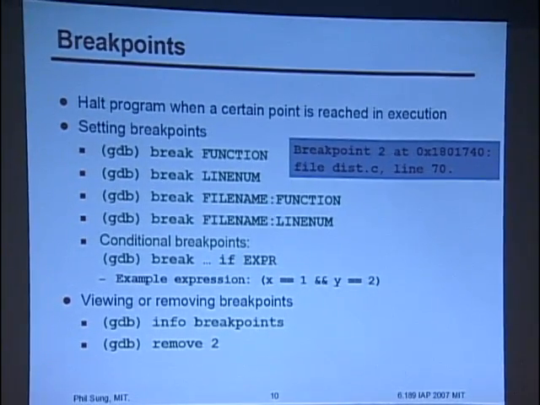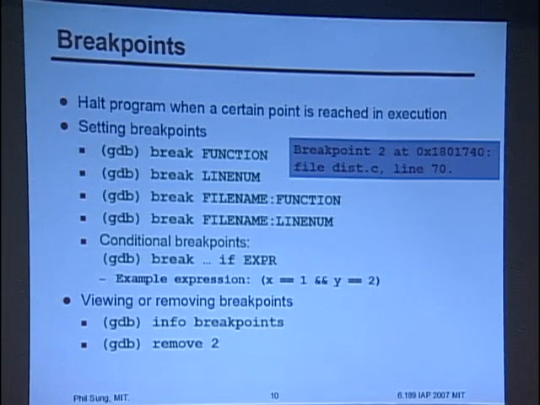OK, so in addition to just running through your program step by step, you can also choose to only stop your program when certain things happen. This is very useful for debugging certain pieces of code where the code is very deeply nested inside, and you don't want to step all the way to there. You just want to stop when you get there. And GDB allows you to define breakpoints, which are places in your source code.